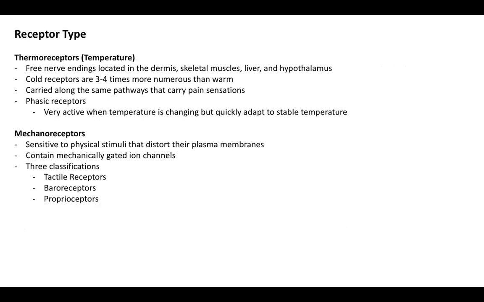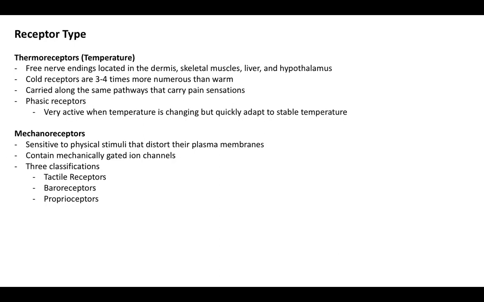So, different receptor types here. We have thermoreceptors and mechanoreceptors. We're going to talk about the three different types of mechanoreceptors in a minute. But thermoreceptors sense temperature. We're more sensitive to cold temperatures than to warm, 3 to 4 times more sensitive to cold. These are carried on the same pathways as our pain sensation, and these are phasic receptors, so they have peripheral adaptation fairly quickly. We can walk into a room that's kind of cool and say, oh, it's so cold in here, but then we adapt fairly quickly. We're not sitting there shivering. We just adapt.